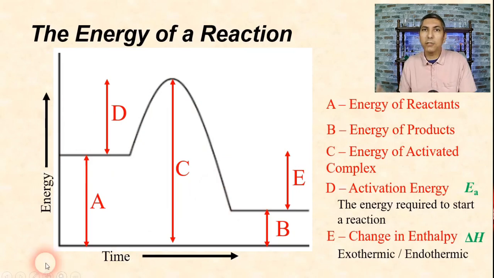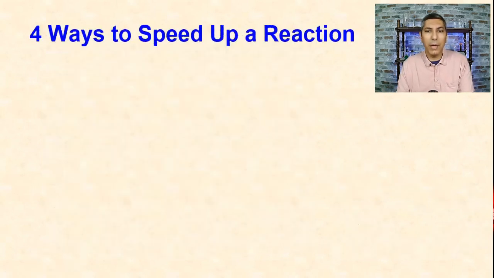Now, the next part of this video has to do with reaction rates. Very often in the chemistry laboratory or in industry as well, we're interested in how fast reactions go. And sometimes we want a reaction to go as quickly as possible. Under other circumstances, we want to slow down a reaction and make that reaction go much more slowly. Let's think about 4 ways that we can affect or change the rate of a reaction.